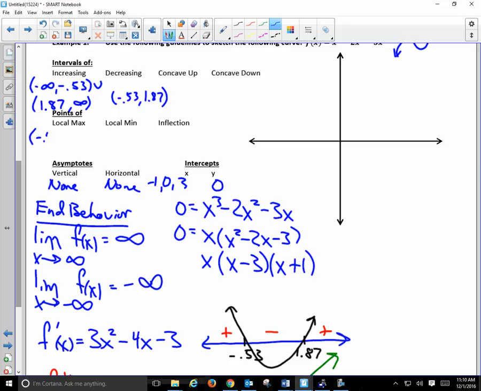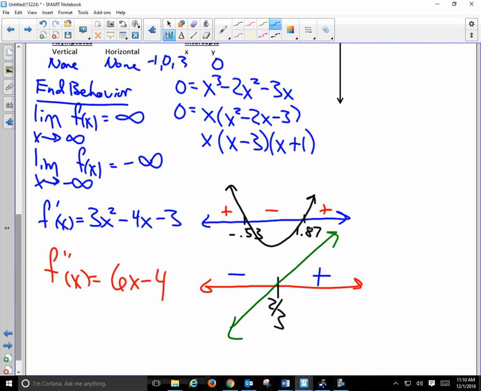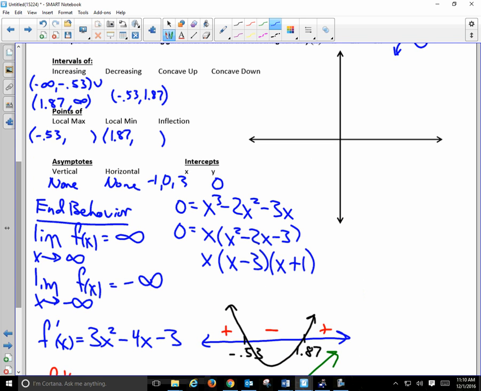Why do I have it at negative 0.53, Claire? Because the first derivative changes from positive to negative. So therefore, I have a local min there. Good. And I have an inflection point. That will be determined by what? The second derivative, where it changes sign, and it changes sign at 2/3. Good. So we'll figure out y values there in a second.